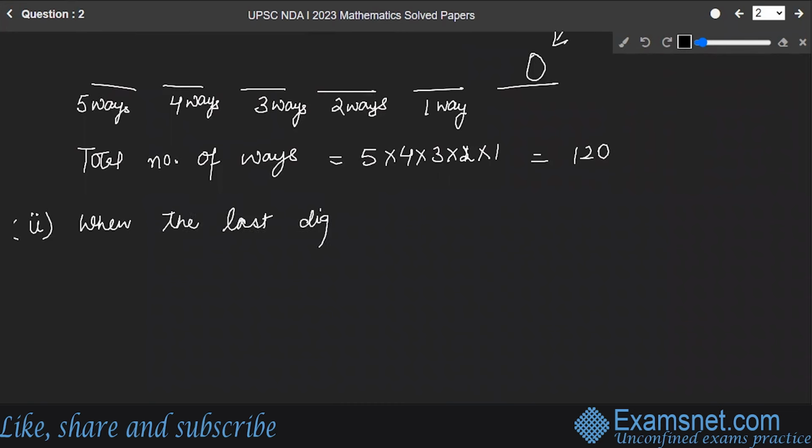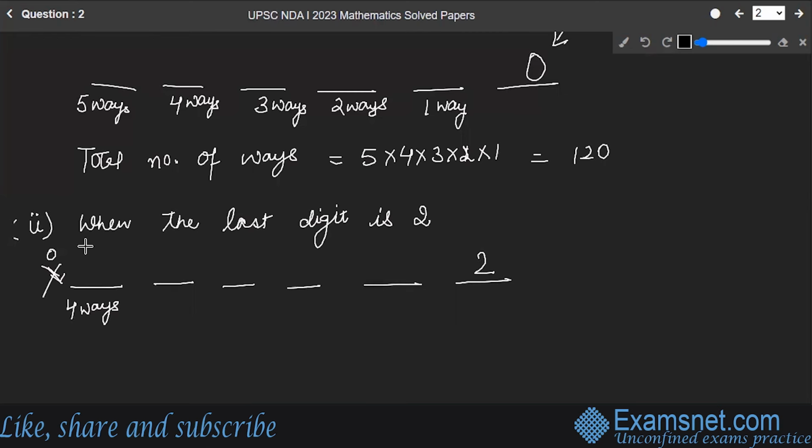When the last digit is 2, so 1, 2, 3, 4, 5, 6, this place is occupied by 2, that's for sure. Now, this first place can be filled up in 4 ways. Why 4 ways and not 5 ways? You can't have a 0 over here. 0 is simply not allowed at this place, because then the number will be a 5-digit number. Hope you got that. So that means 0 is not allowed.